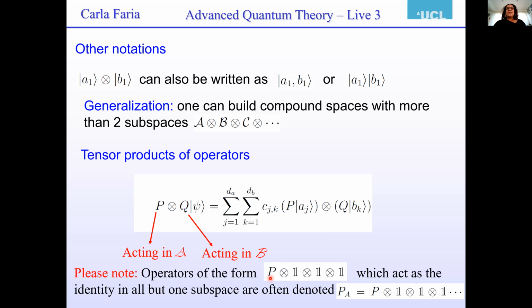So sometimes you have operators which are of this form. You have P acting in one subspace, and in all other subspaces you have the identity operator. So it's going to act as the identity in all but one subspace. And sometimes you denote them like this, with a subscript indicating the subspace in which it is acting.